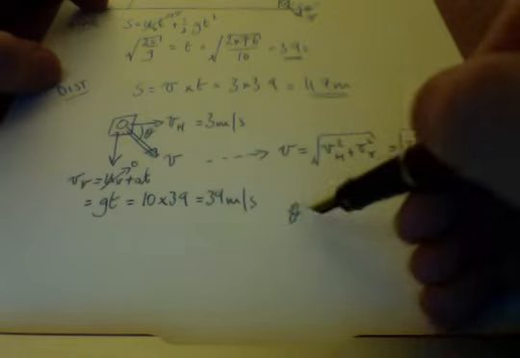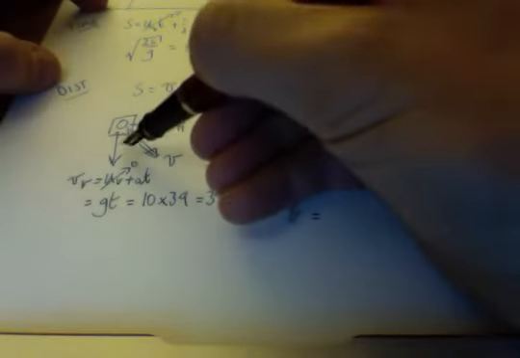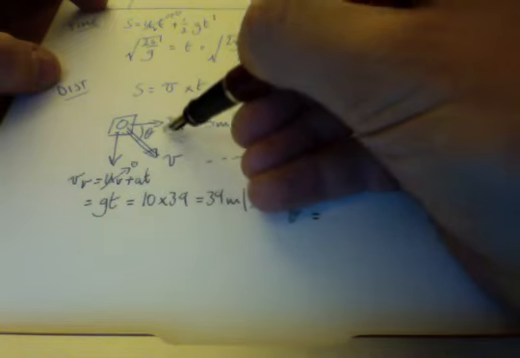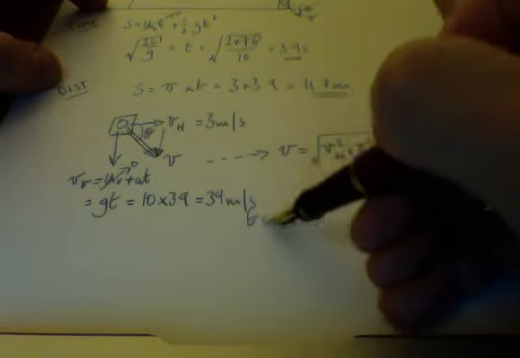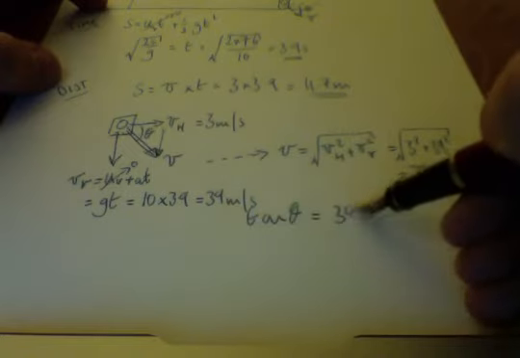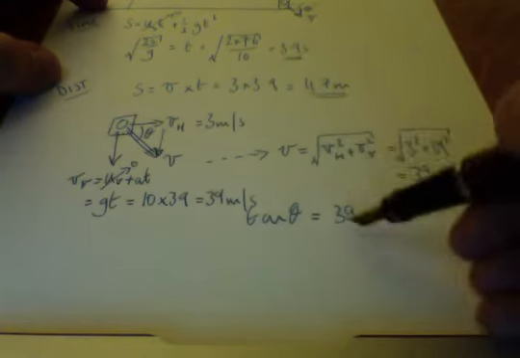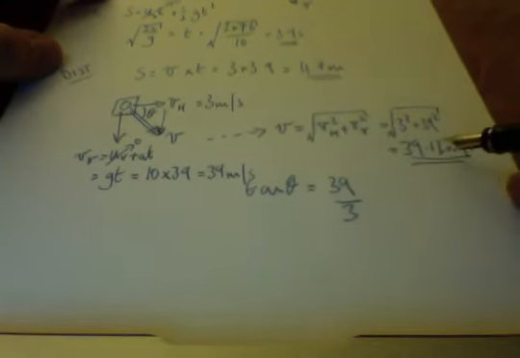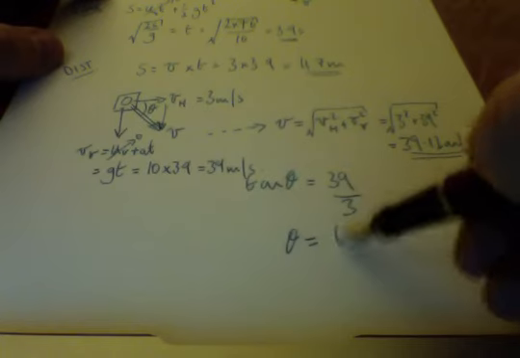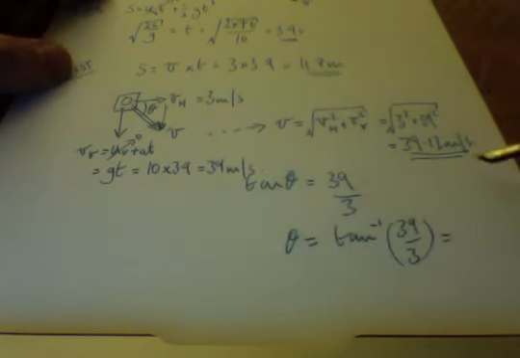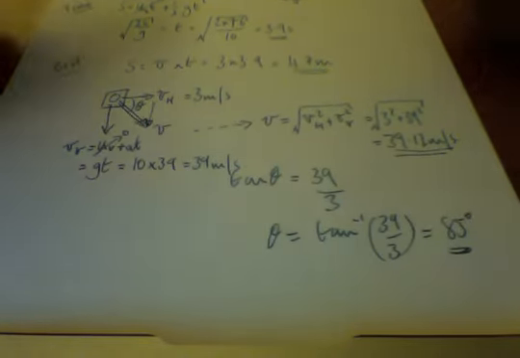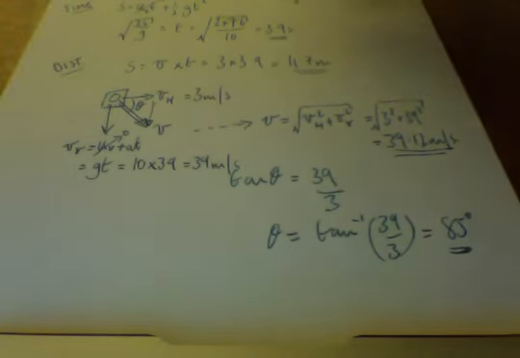And finally, theta is going to be, if I move that vertical arrow across here, which I know is 39, tan of my angle is the opposite over the adjacent. So my angle is tan to the minus 1 of 39 over 3, leaving me with 85 degrees. In actual fact, it's moving pretty vertically. I haven't really drawn the picture to very good scale.